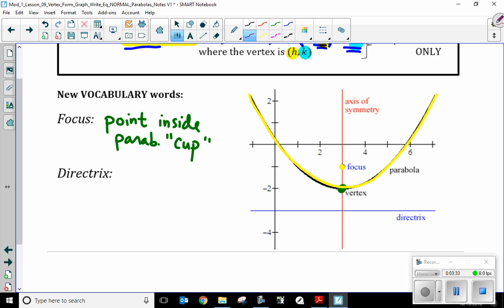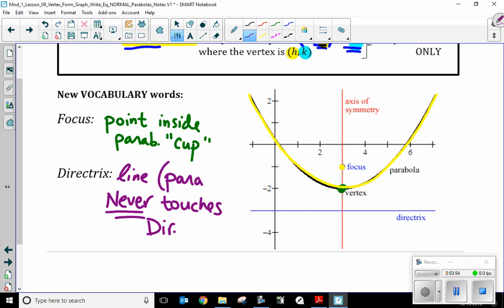The directrix, that is a line. Okay? Our parabola never touches, or you can say crosses, the directrix. All right, so here's my directrix. All right, this happens to be at negative 3. So the equation of my directrix will be y equals negative 3.